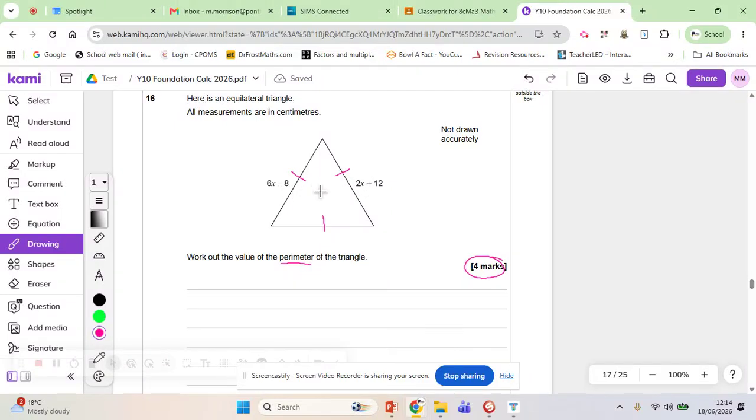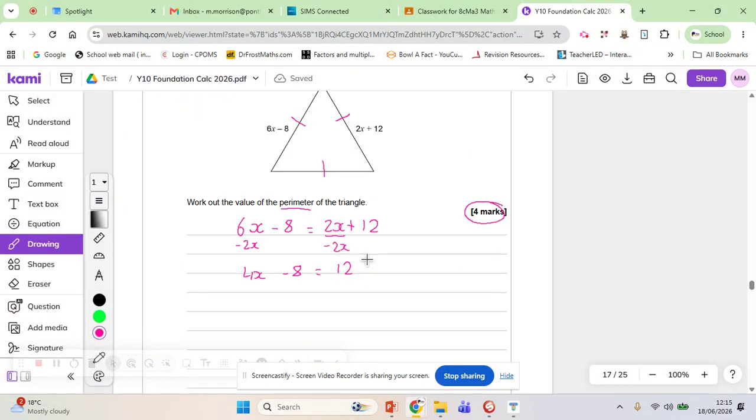So I could create an expression to say that 6x take away 8 is equal to 2x plus 12. Now, because this has only got one unknown, we can solve this. In order to solve it, I'm going to identify which side's got the least amount of x's and remove them from both sides. So 6 take away 2 is 4x, take away 8 is equal to 12, because 2 take away 2 is nothing.